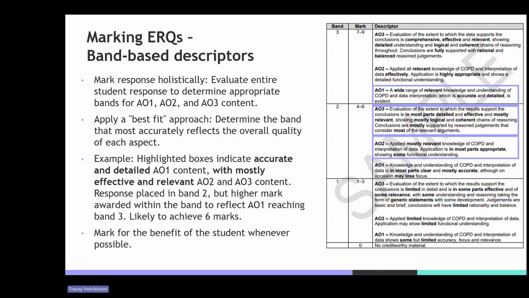For example, the highlighted box shows that a response covers AO1 content, which is accurate in detail, but AO2 and AO3 content that is mostly effective and relevant. In this situation, the response would be put into band 2, as this is where most of the response has been placed, but award a higher mark within the band to reflect the AO1 content reaching band 3. This is likely to achieve 6 marks so far. All responses are marked for the benefit of the student whenever possible.